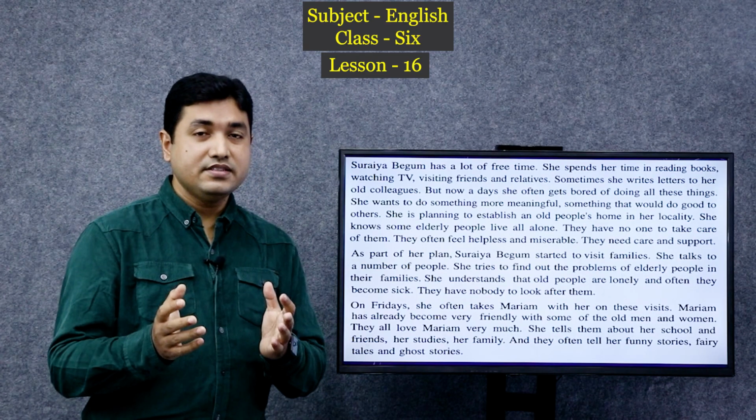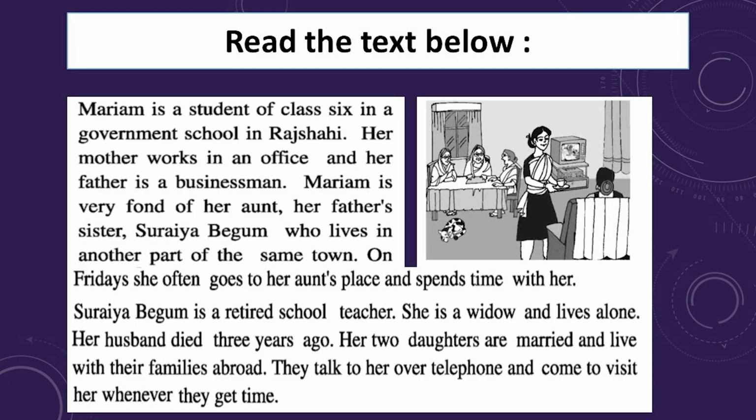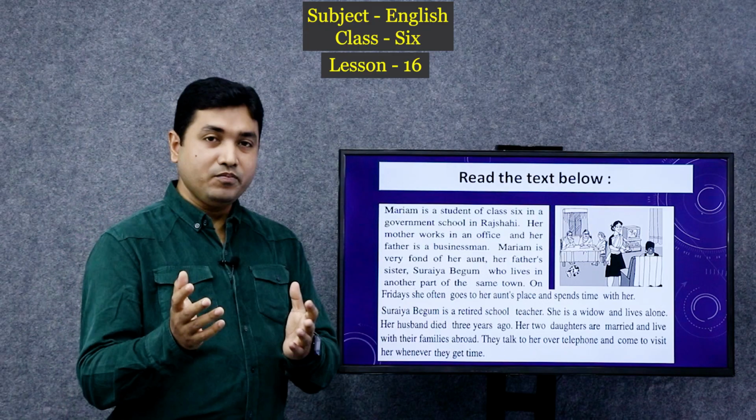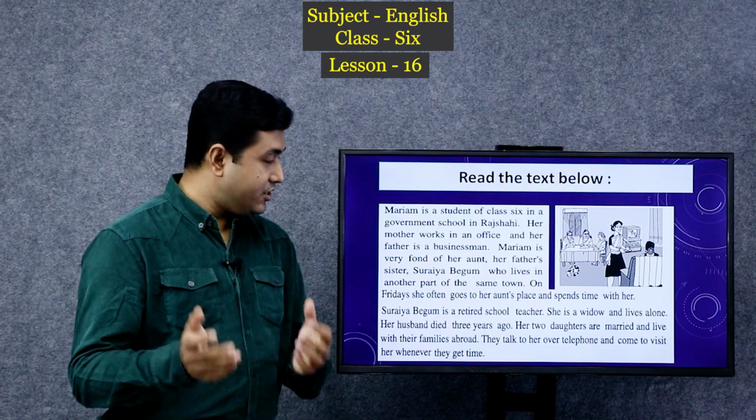So, this is our text today. From this text, you can see that Moriam is a student of class 6 of a government school in Rajshahi. Her mother works in an office and her father is a businessman. And she is very fond of her father's only sister, Suraya Begum, who lives alone in another part of the same town. And Suraya Begum is a retired school teacher.